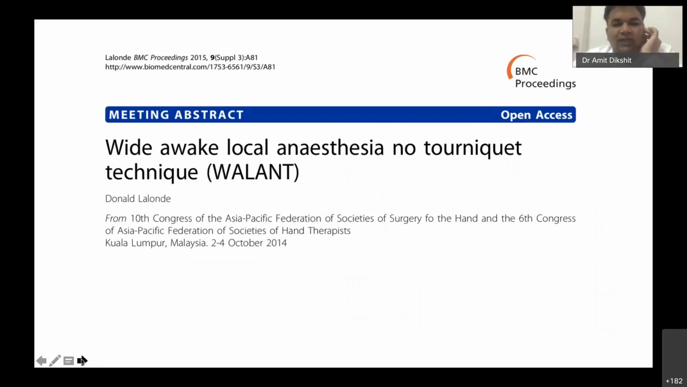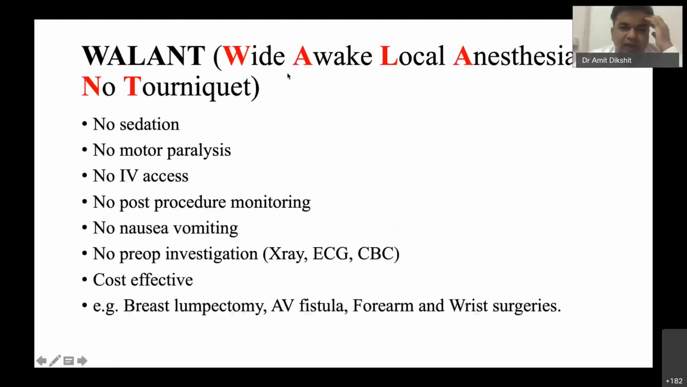Now, one last word, as our theme today is beyond brachial plexus. There is something called the WALANT method, which is wide awake local anesthesia and no tourniquet technique. This was described by Donald Lalonde in 2015. What Professor Donald did is use local anesthetic infiltration, and his idea of wide awake local anesthesia and no tourniquet technique is to compare it with dental chair anesthesia.